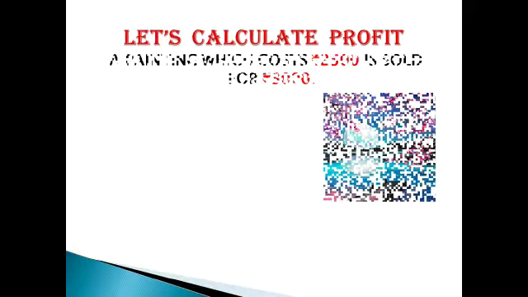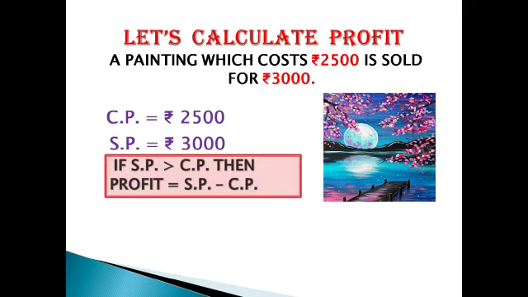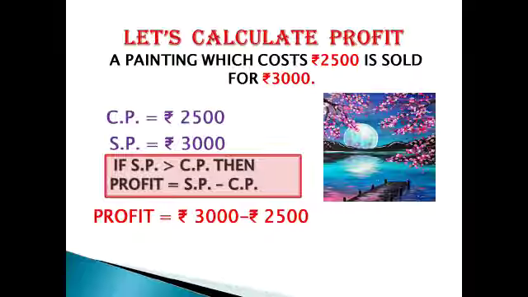Let's calculate profit. So we know that cost price is 2,500 rupees and the selling price of this painting is 3,000 rupees. Since selling price is more than cost price, we have profit. And the formula for profit is selling price minus cost price. So here we are subtracting 2,500 rupees from 3,000 rupees. So we get a profit of 500 rupees.